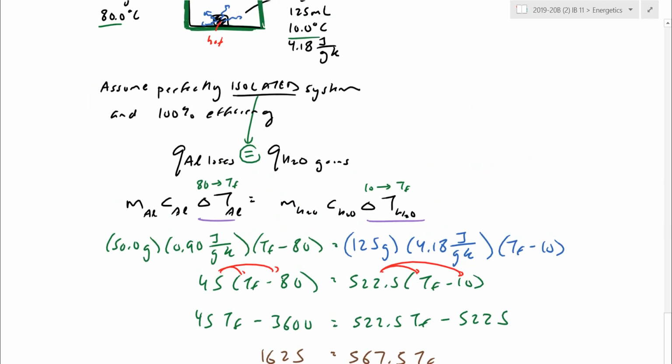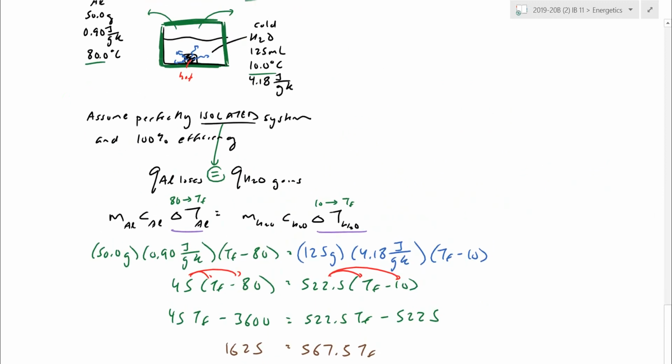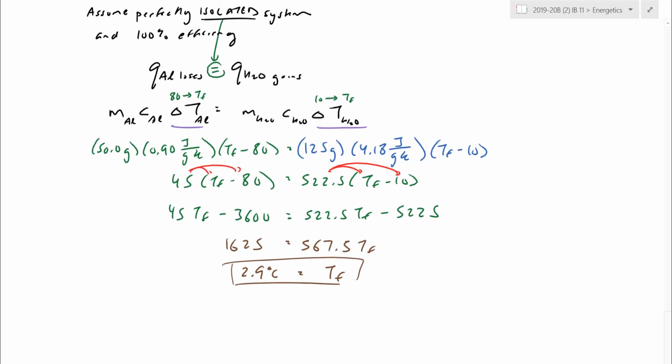Huh? How do I know that this is wrong? I have my block at 80 degrees, I have my water at 10 degrees, and I'm telling you that by the time both of them hit 2.9 degrees, both of them will stop transferring heat. We would have expected the hot block to cool down and the water to heat up, but we wouldn't have expected the water to actually drop from 10 to 2.9. Like I mentioned, something has gone wrong in the calculation. Hopefully you're able to spot it here.